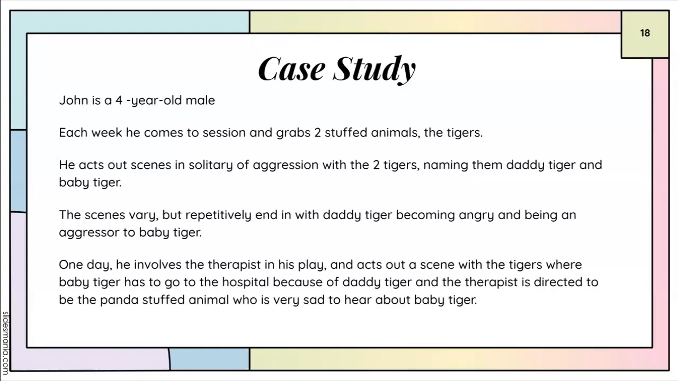He acts out a scene in solitary of aggression with these 2 tigers, naming them Daddy Tiger and Baby Tiger. The scenes vary throughout sessions, but repetitively have the same ending, with Daddy Tiger becoming angry and being an aggressor to Baby Tiger. And this is very consistent; it's a bad ending. It's an aggressive ending with Daddy Tiger showing that aggression to Baby Tiger.